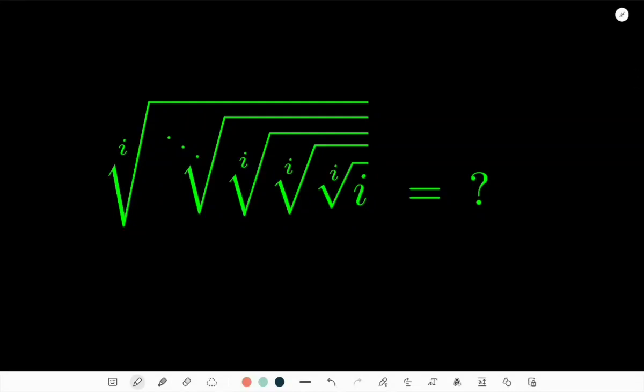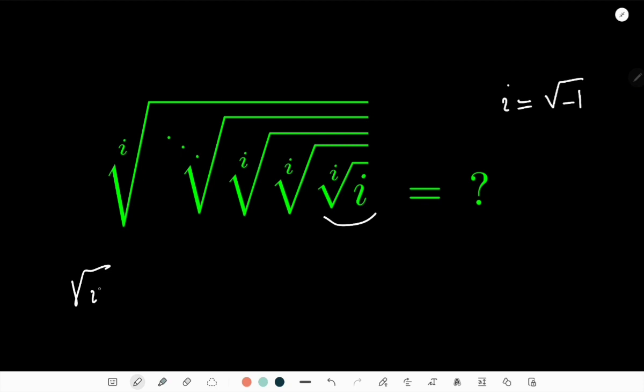Can you solve this interesting infinite nested radical? And what is i? i is the complex number. So basically i is the square root of minus 1. How can we solve this problem? So let's start with what we have here first, the simplest one.